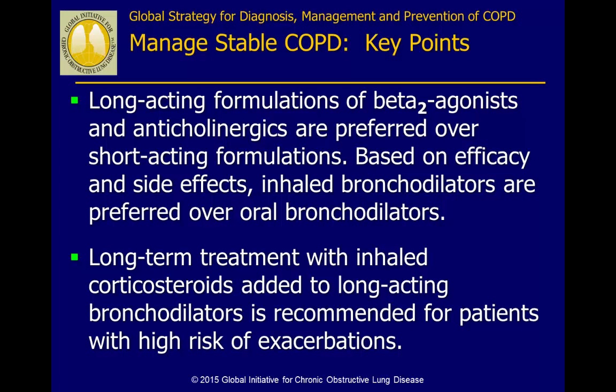You start with the SABA, which is your albuterol and levalbuterol. You could add the short-acting anticholinergic, which is again more beneficial. And if the patient doesn't get better, then you do exactly the same as asthma. You add the low dose inhaled corticosteroid, then you add the LABA or increase the dose of the inhaled corticosteroids to moderate.